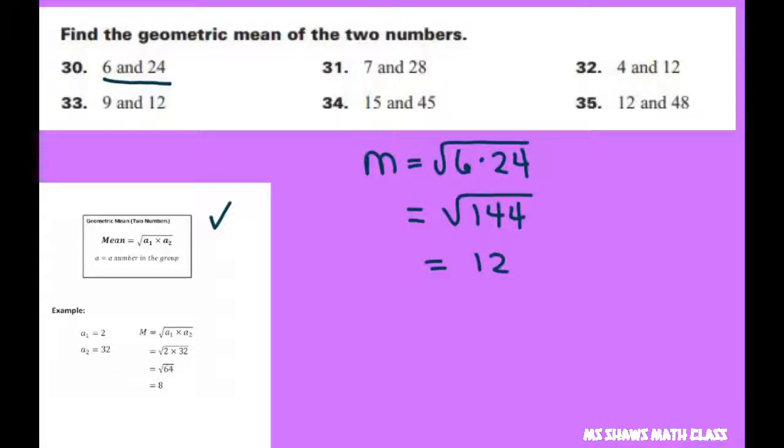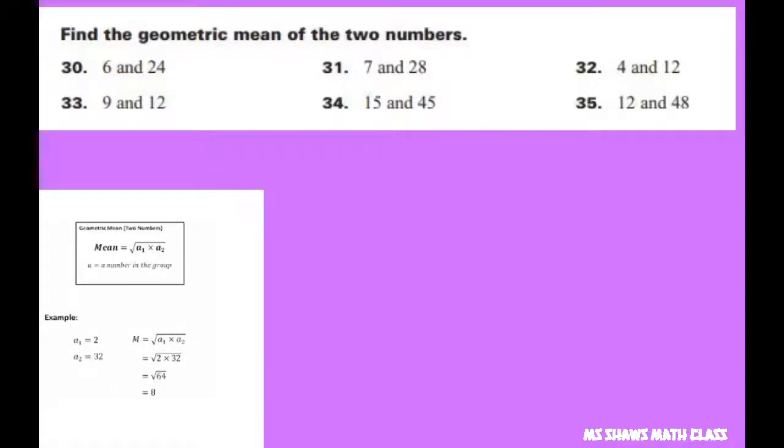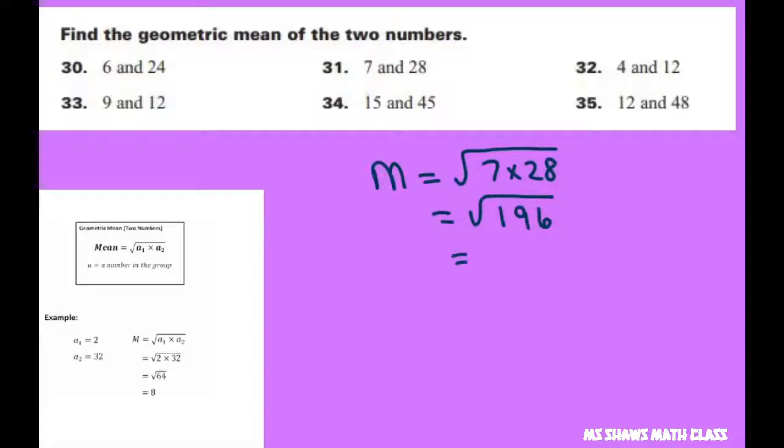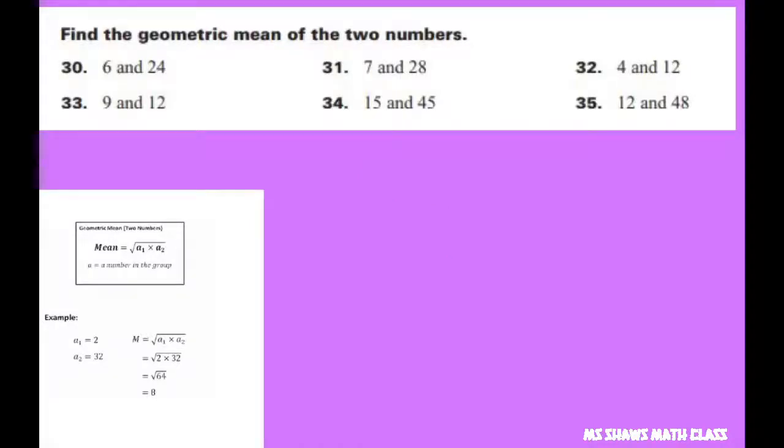And the next one, the geometric mean is going to be the square root of 7 times 28. 7 times 28 is 196, and the square root of 196 is going to be 14. So that's 14.